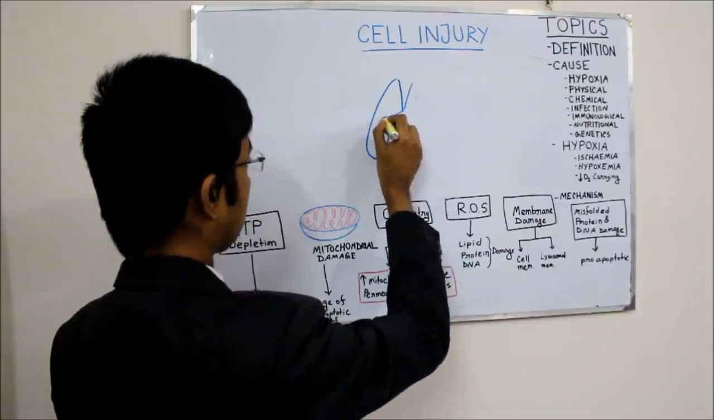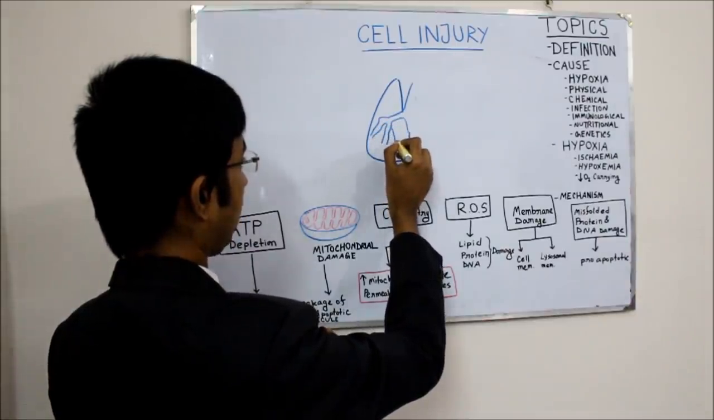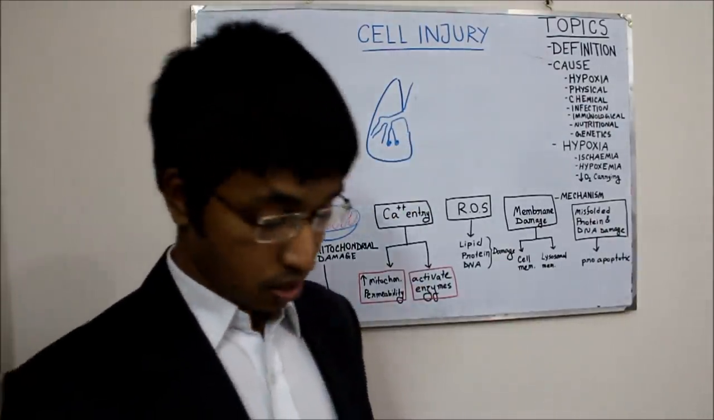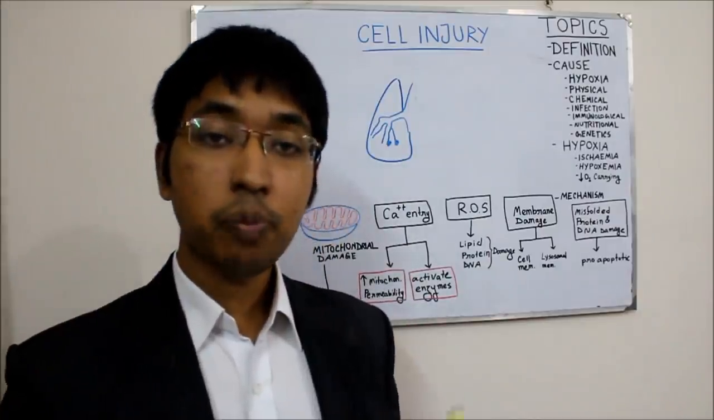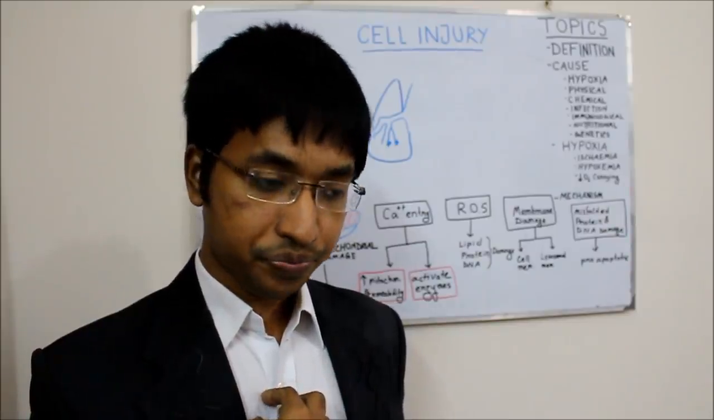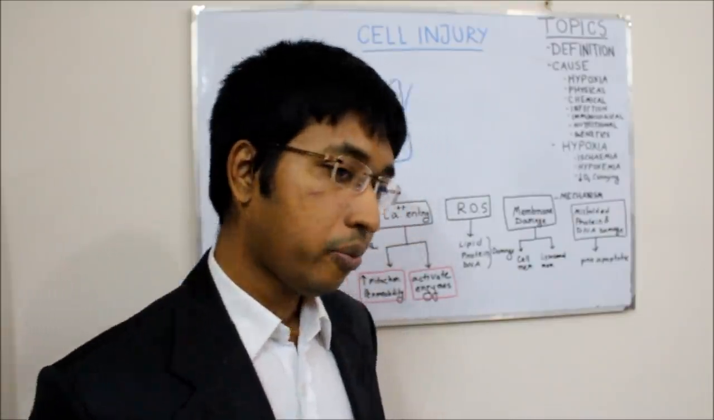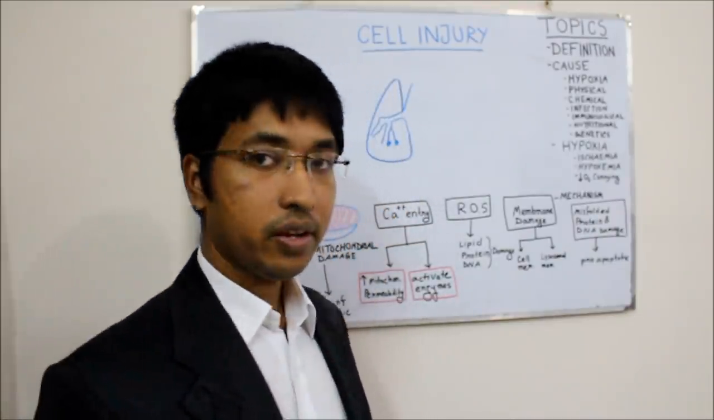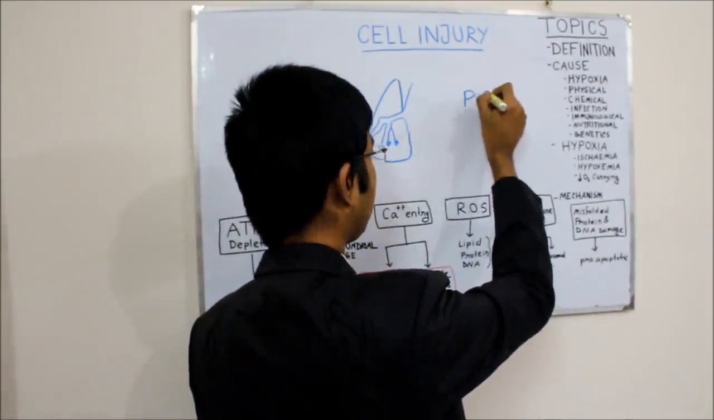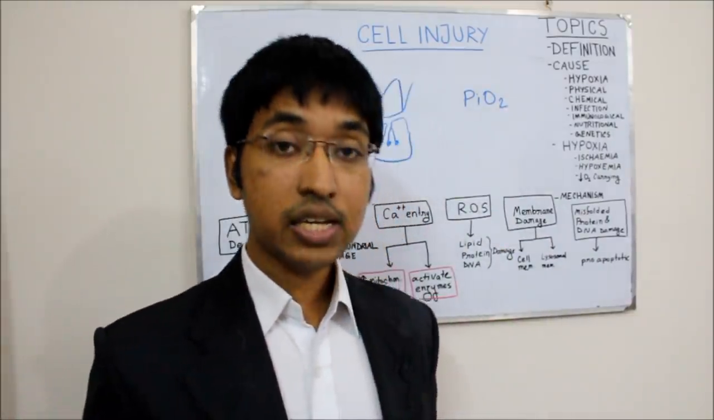These are the respiratory trees, you know. And at the end of those trees, we have alveoli, right? So what happens when we are inspiring air, when we are taking air, oxygen is entering our lungs. Okay, the pressure of oxygen in the inspired air is known as PiO2.